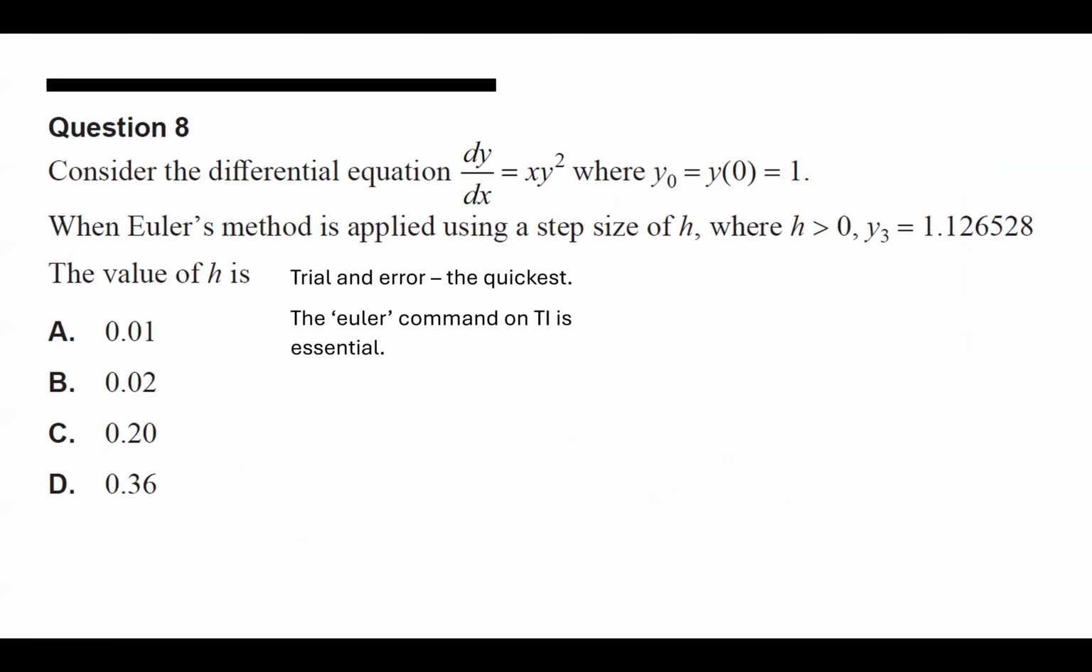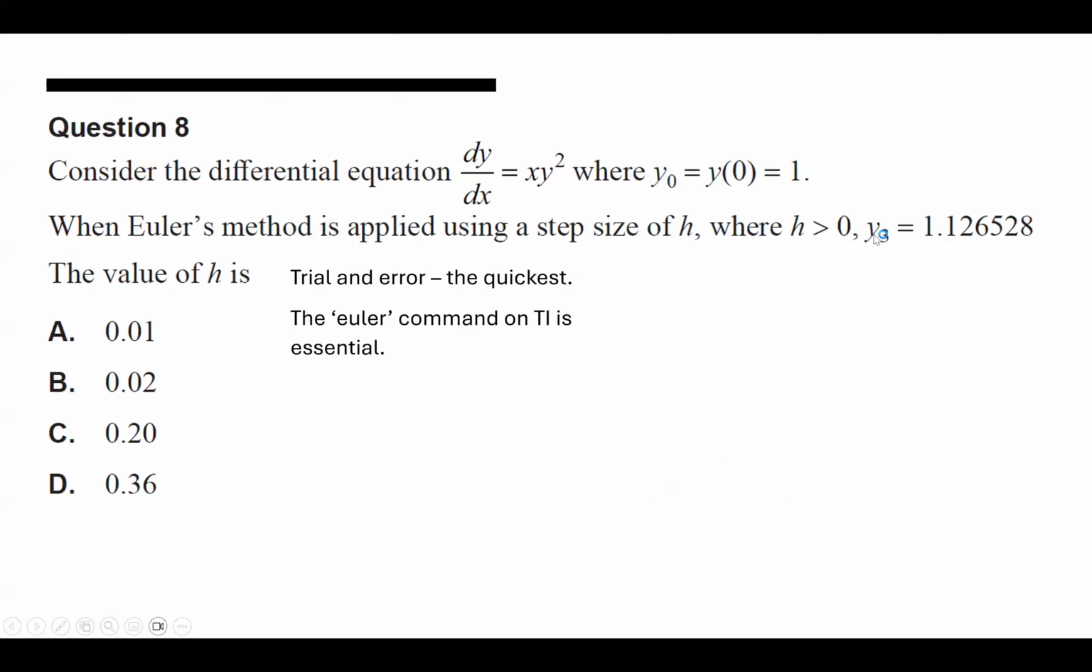Question 8 is an Euler's method question. So you have dy/dx equals x times y squared. 0 here is my initial x value, and the 1 here is my initial y value, which is y naught. The question didn't tell us a specific step size, but the step size must be greater than 0.